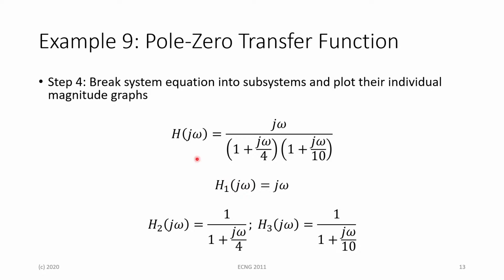So keep in mind that we just broke H(jω) here into H1, H2, and H3(jω). And we're going to be plotting the magnitude graphs for each one of these H1, H2, and H3, and we're going to observe the effect, how they compound with each other, to form the resultant magnitude graph for H(jω) here.